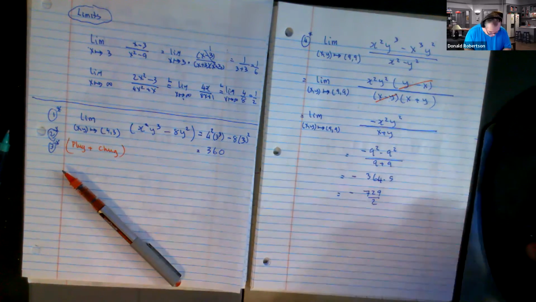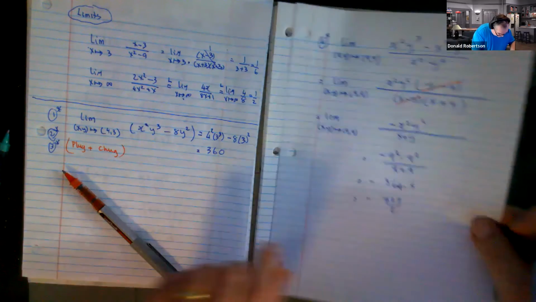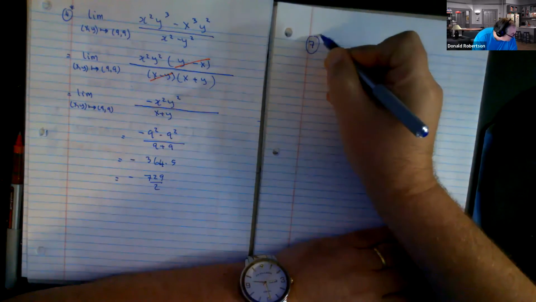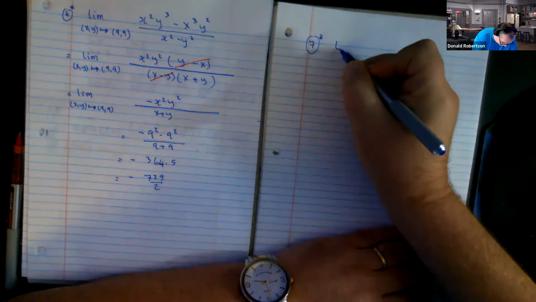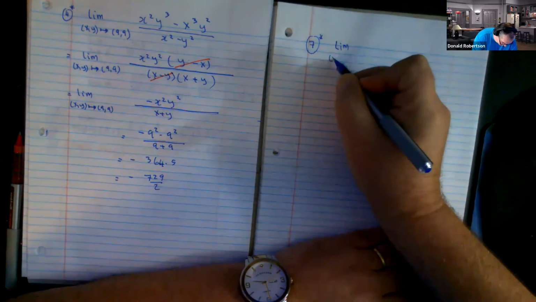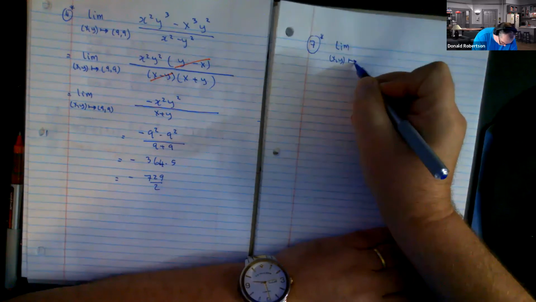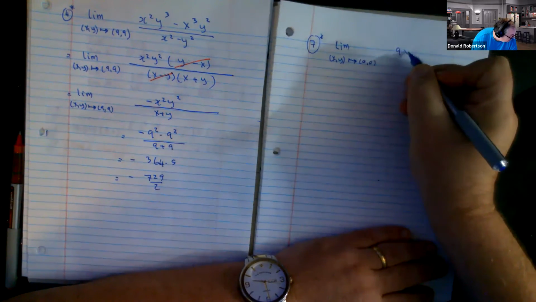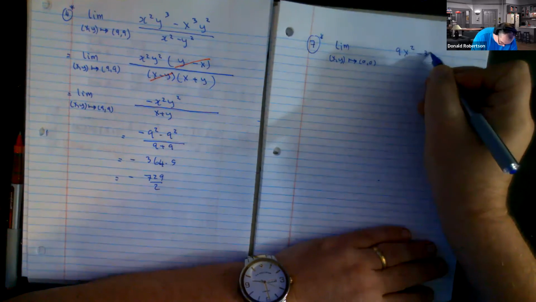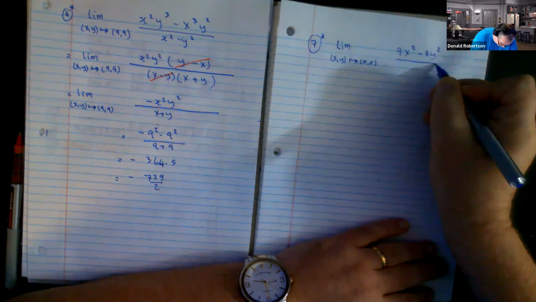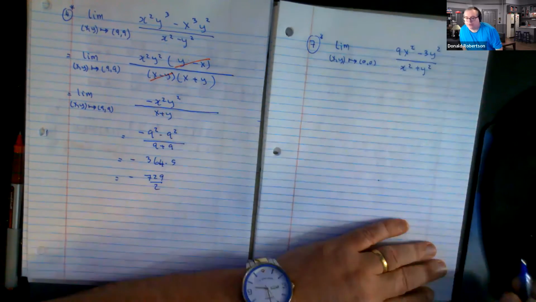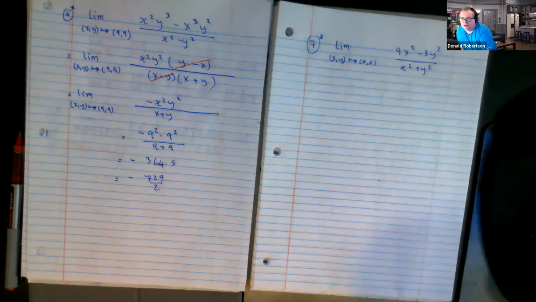Let's try another example, number 7. We're going to do the limit as (x,y) goes to (0,0), and this is going to be 9x squared take away 3y squared over x squared plus y squared. Now this is a new question. We haven't seen one quite like this.